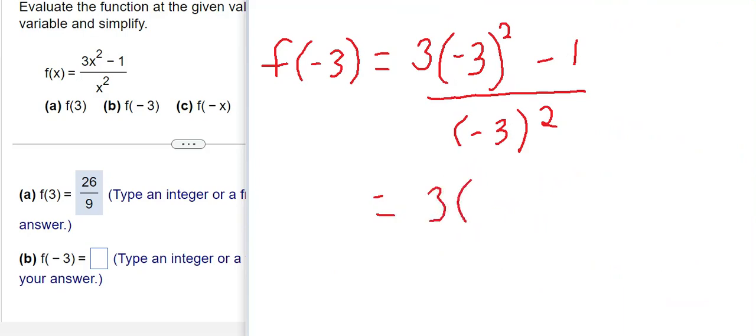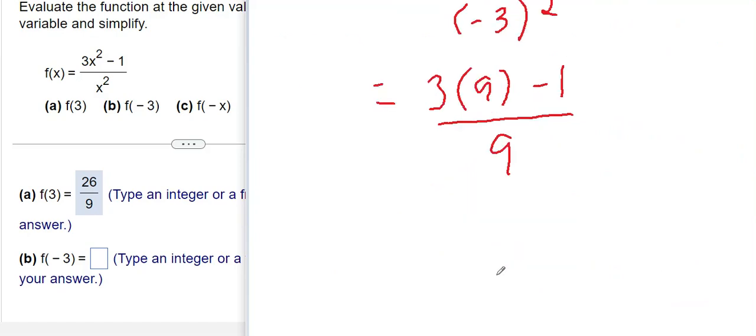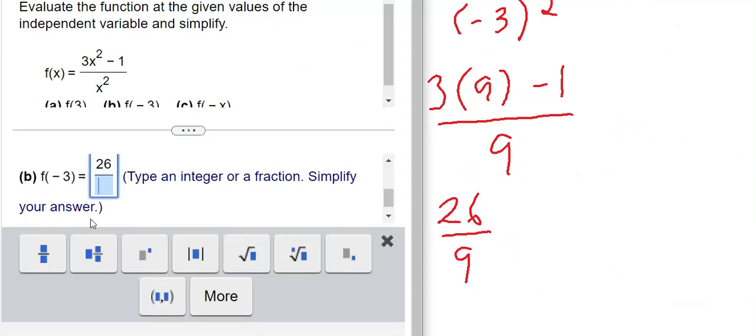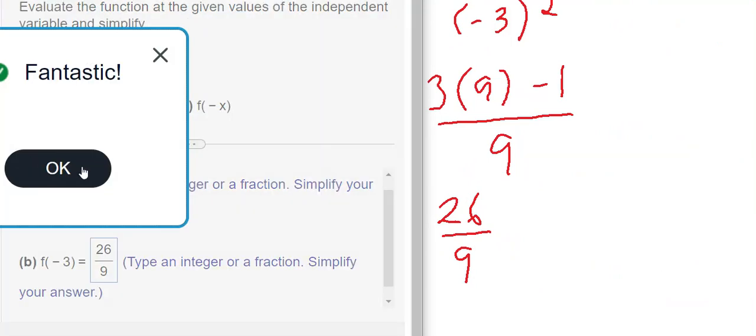3 times 9 minus 1 over 9. You'll notice it's going to come out the same as it did a minute ago. 26 over 9. We type it in the answer box. 26 / key 9. Check our answer. That's correct.